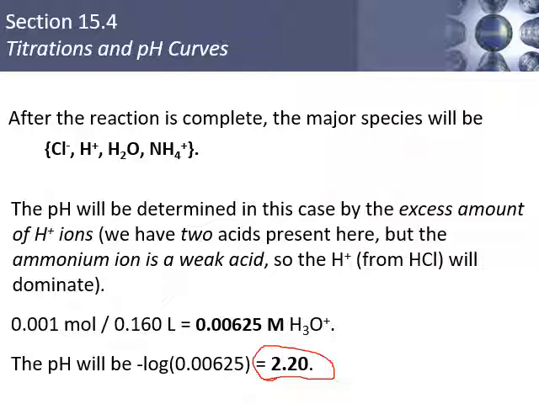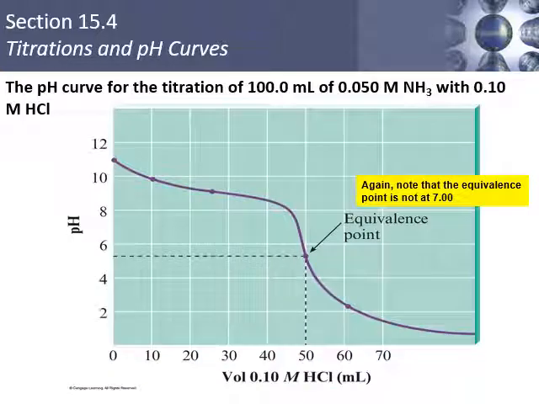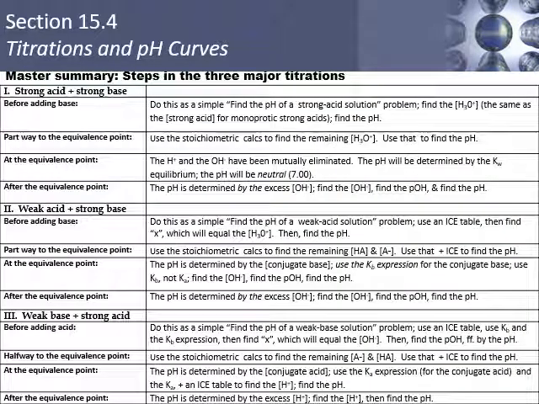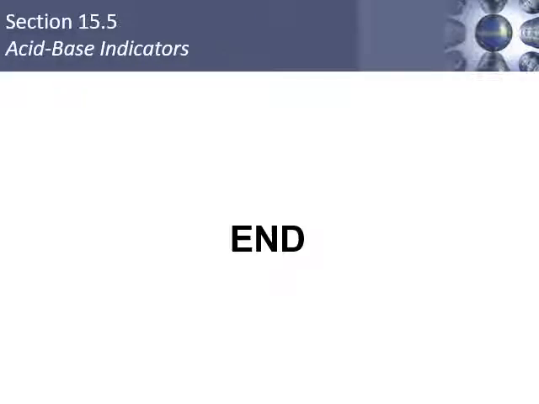If you have questions, please email. I'm going to flip to the slide, and here is the curve for the titration that we just did. This is weak base strong acid. Next slide. Here's a summary of the weak base strong acid titration, the one that we just did. And then, next slide, here is a master summary of all 3 titrations, if you want to look at this. And I believe that wraps this up.